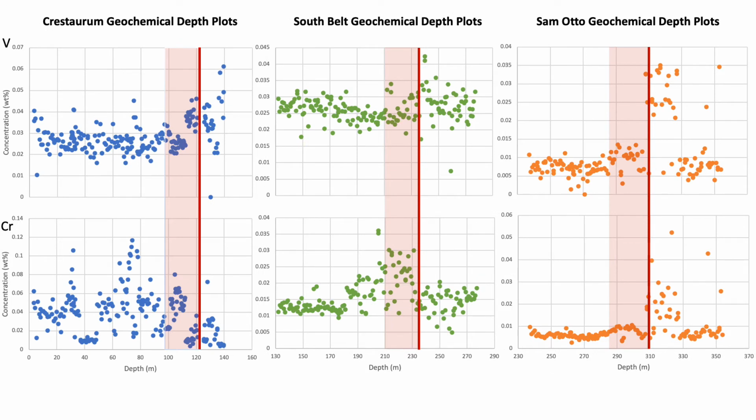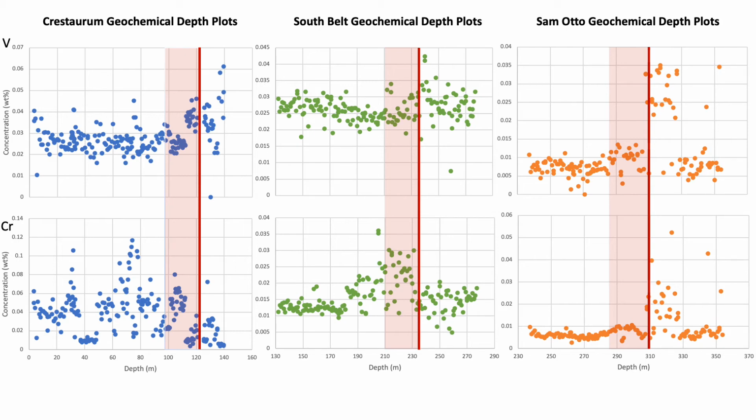Taking a look at vanadium, which is the top row here, we see an increase in vanadium concentrations just prior to the gold mineralization in the Crestaurum area. We also see a similar increase in vanadium concentration in the South Belt area. And we also see an increase in vanadium concentrations at the location of high-grade gold in the Sam Otto area. So that trend of vanadium enrichment approaching high-grade gold is shared across all three drilling locations.